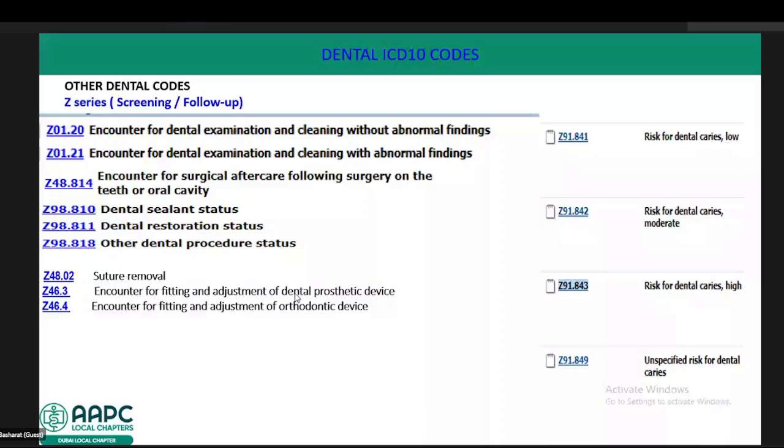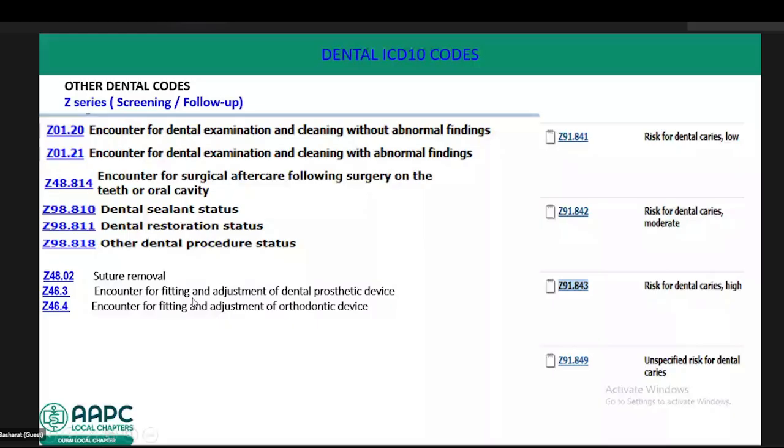And same for orthodontic, Z46.4. The patient has braces or other appliances, and this visit is only for a loose appliance or something, so the doctor is going to fit or adjust it, or recement it. So you can use this code. Especially for recementations, this code is supported.